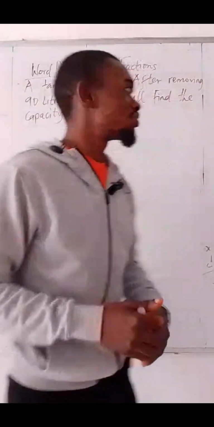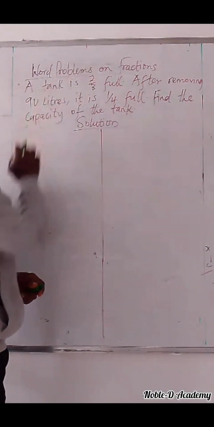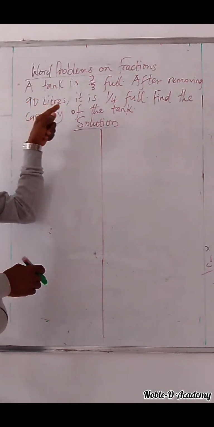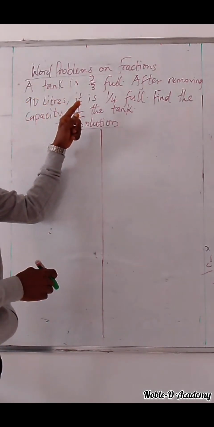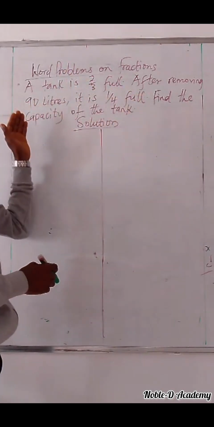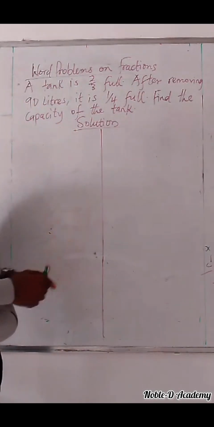Okay, so we have a question here. We are doing word problems on fractions. You'll notice that the question says a tank is 2/3 full. After removing 90 liters, it is 1/4 full. Find the capacity of the tank.